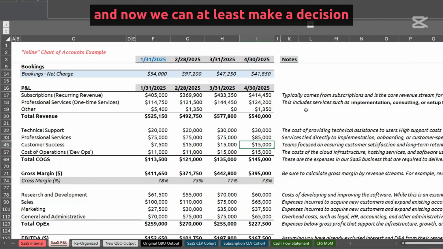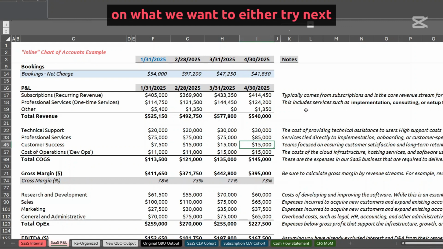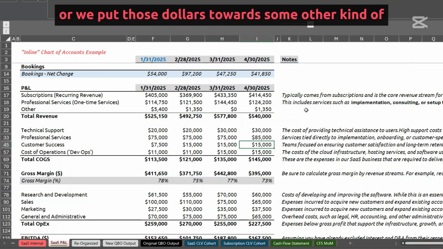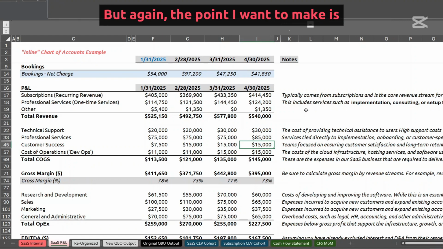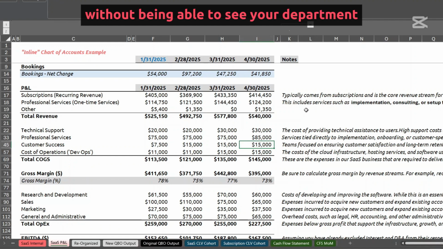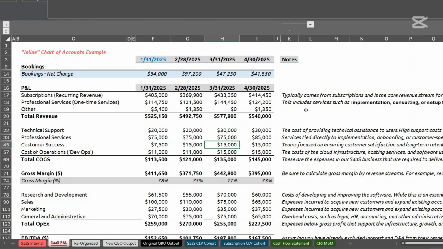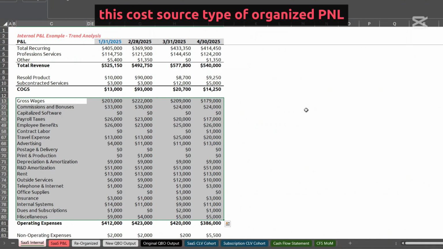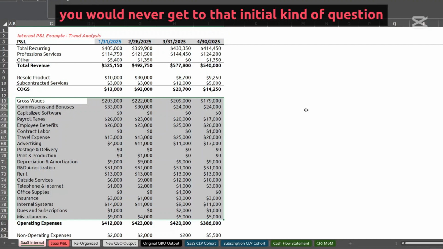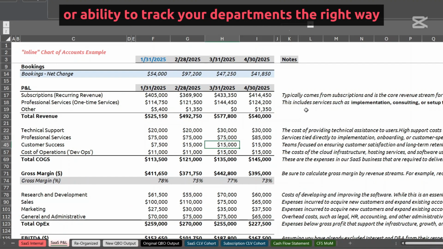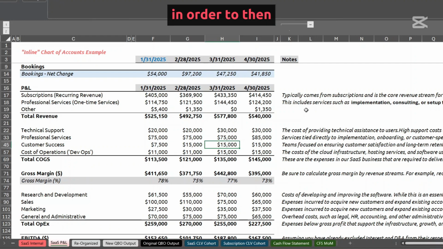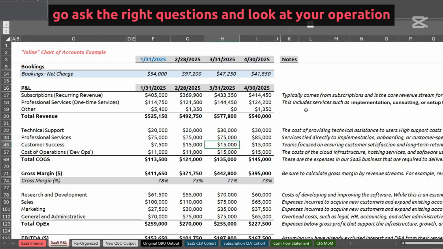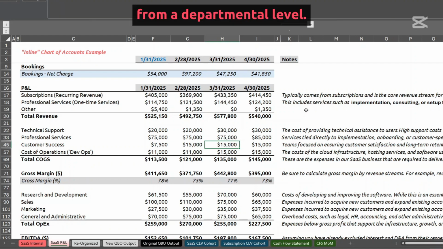And now we can at least make a decision on what we want to try next. Maybe we cut back the cost, or we put those dollars towards some other kind of retention improvement strategy. But again, the point I want to make is that without being able to see your department cost increase like this, and by just having this cost source type of organized P&L, you would never get to that initial question or ability to track your departments the right way, in order to then go ask the right questions and look at your operation from a departmental level.